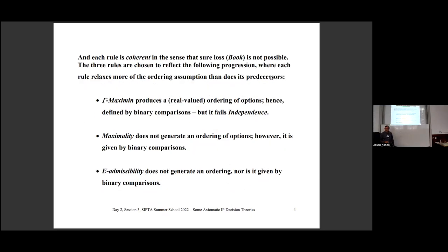So here it is in terms of some of the axioms I've described. Gamma maximin produces a real valued ordering of options. You're assigning to every option a real number, and hence it is defined by binary comparisons, which is comparing the numbers, you know, which one's better. But it fails independence, translation of common parts.